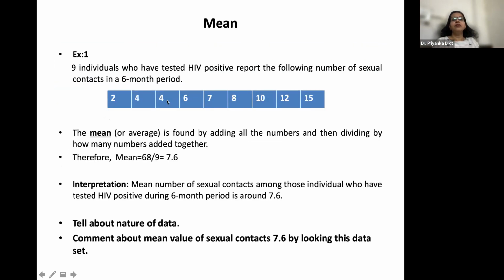Calculate the median for this series. What is the formula? N plus 1 by 2. N plus 1 means 9 plus 1, that is 10. So 10 by 2, we will get the fifth observation. 1, 2, 3, 4, 5. What is at the fifth position? That is 7. So the median is 7.